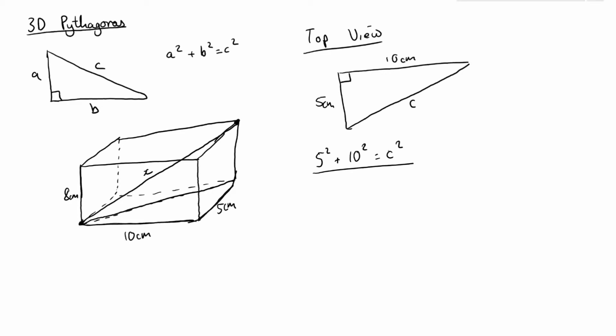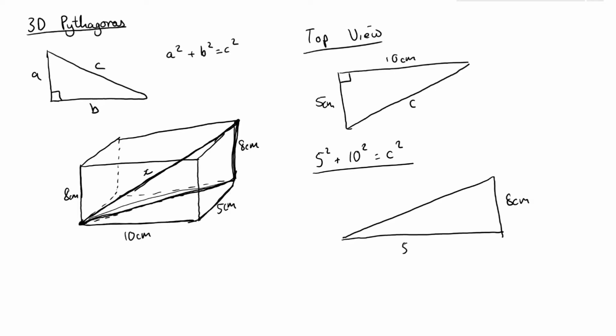But then I know this, and I know this height is 8 centimeters, so if I take a side view, this here is actually a right angle triangle going along here. If I draw that out, this side is 8 centimeters. This side is the base of it, which goes all the way across, which is 5 squared plus 10 squared. And this side here is x, and that's what I'm trying to work out.